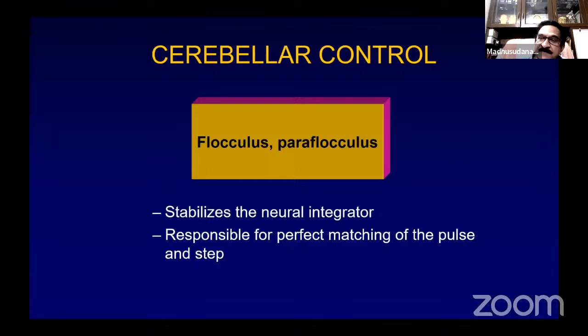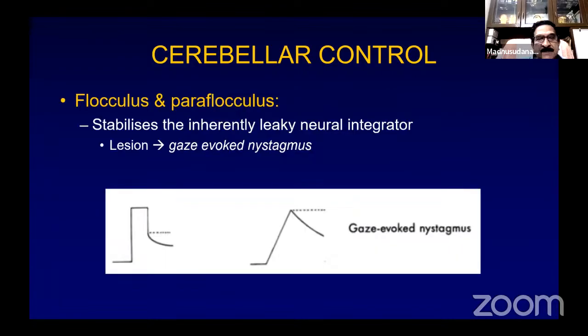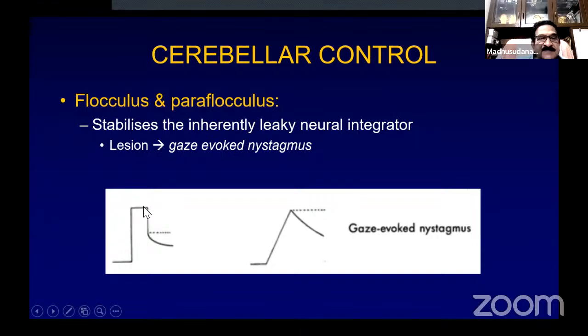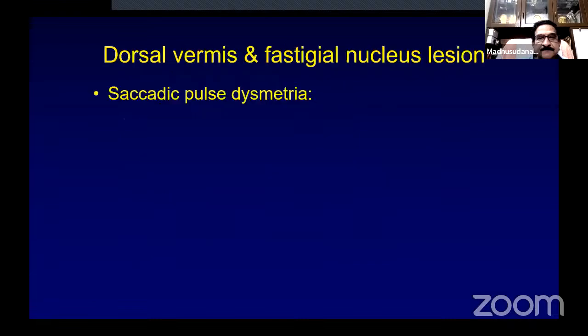Again, there is a slow drift to the primary position because of the insufficient step innervation. So what you get will be a gaze-evoked nystagmus. This is the pulse, normally. This is a step innervation. Here it is not. The step should be like this normally, but it is leaking. It goes backward, then there is a corrective saccade backward, and then it comes like that. That is a gaze-evoked nystagmus.